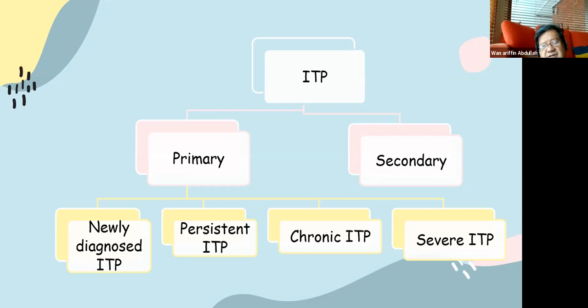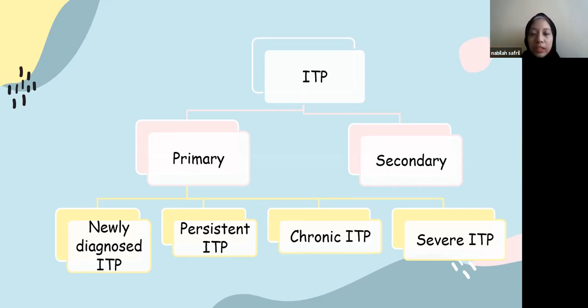Because if you look at the definition just now, platelet count less than 100,000. And if the platelet count is 90, 80, 70, they will not come with purpura. So now ITP stands for immune thrombocytopenia. You can make the diagnosis of ITP if there is thrombocytopenia, no other causes, even though there's no purpura.